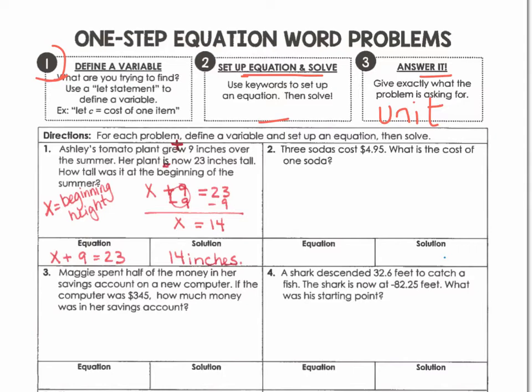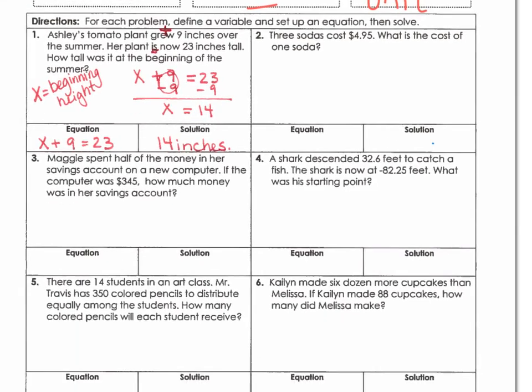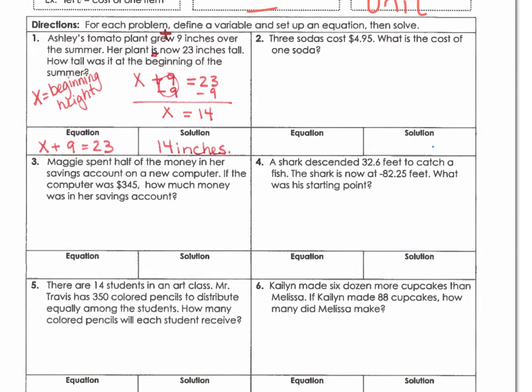All right, number one is done for us, and I did all of the steps included. So let's read number two. 3 sodas cost $4.95. What is the cost of 1 soda? All right, so first, it said to identify your variable. So x is representing our cost, so money, of 1 soda.